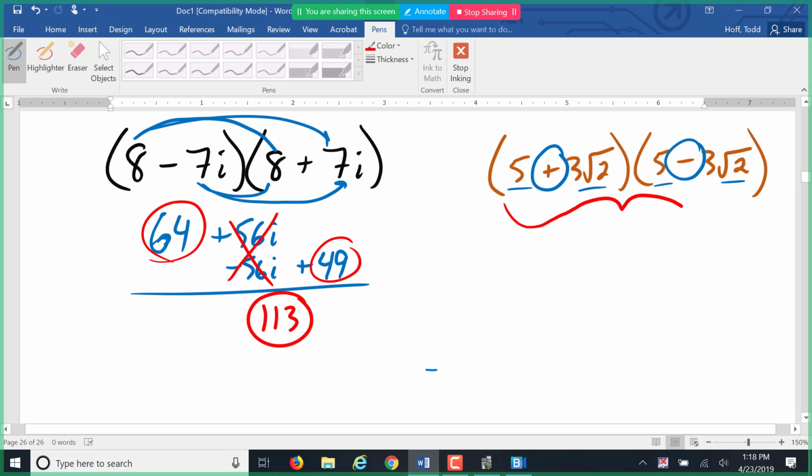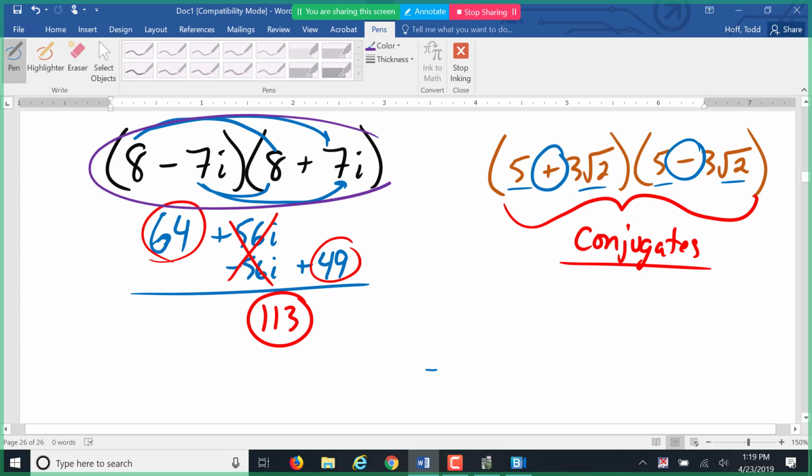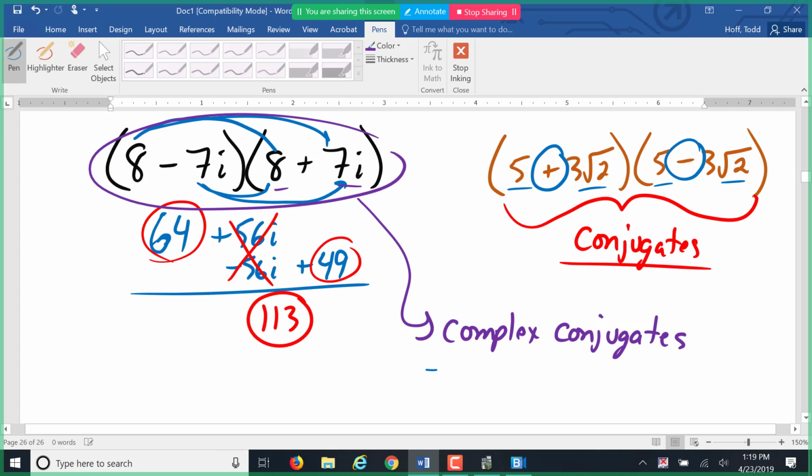Remember, when we were talking about radicals, these were called conjugates, because when we multiplied them together, the radical disappeared and we got just an integer, or real number, rational number. These are also conjugates. They're referred to as complex conjugates. Remember that mixture of real number and imaginary number is called a complex number. So it's the conjugate for complex numbers. And that will also always give us an integer with no i's or any other things in it.